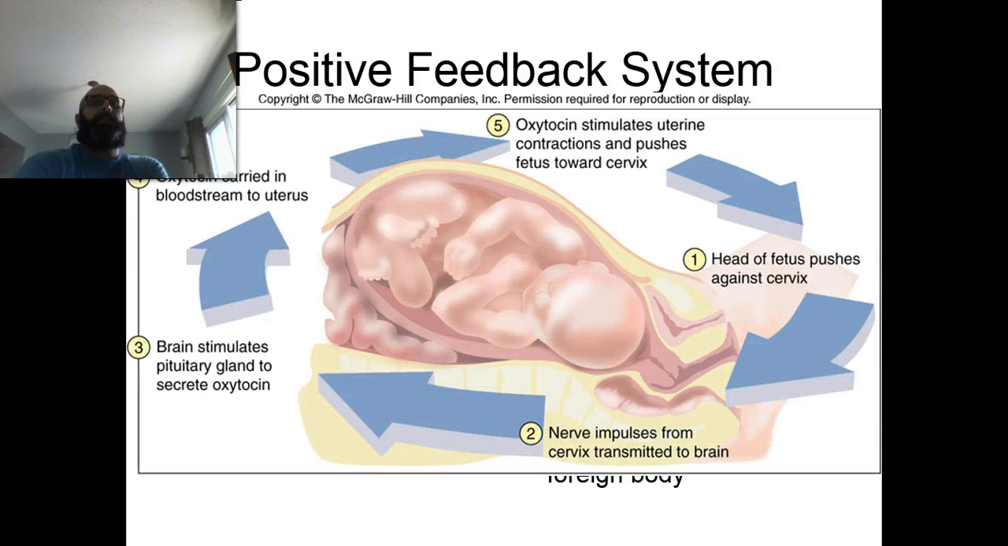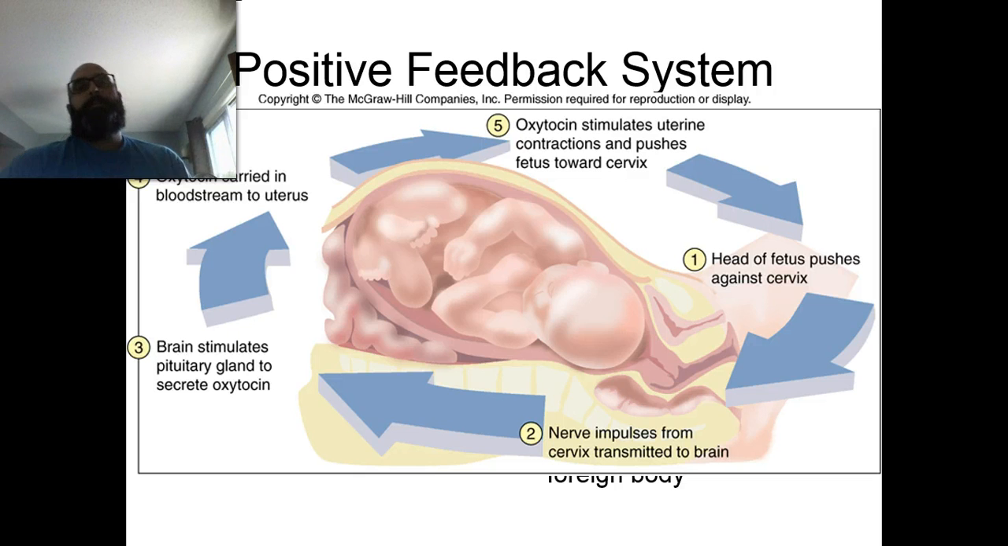One of the most common examples, though, is in fact labor and delivery. As you know, babies come out head first. When contractions start to occur, the baby's head pushes against the cervix. Nerves in the cervix send a signal to the brain. The brain then says, baby's got to get out, so it tells the pituitary gland to secrete more oxytocin. Oxytocin is carried in the bloodstream to the uterus. More oxytocin stimulates the uterus to contract, which pushes the fetus against the cervix again. The cervix receives that signal again, and the whole process loops, continually increasing in strength over and over until contractions are really close together, like 2 to 5 minutes apart.